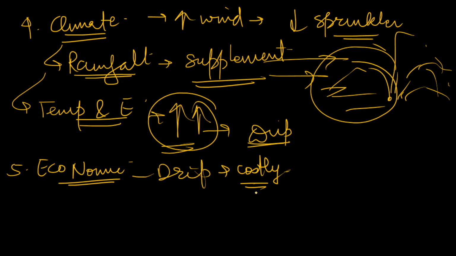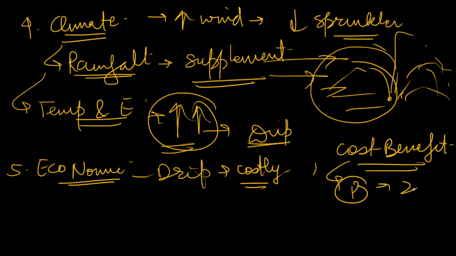Operational cost benefit ratios. Suppose the profit the crop will give us in the market is 2000, and you are spending 1000 in irrigation only. It is kind of unsustainable all year. So that should be kept in mind.